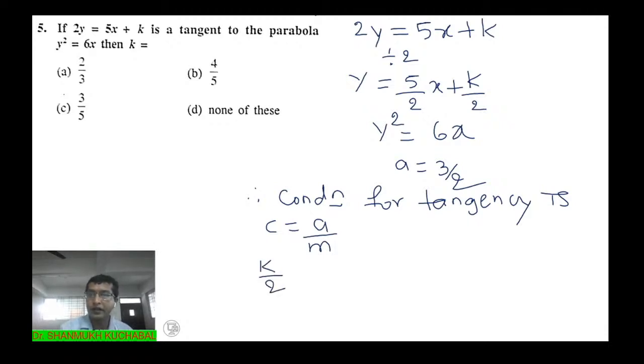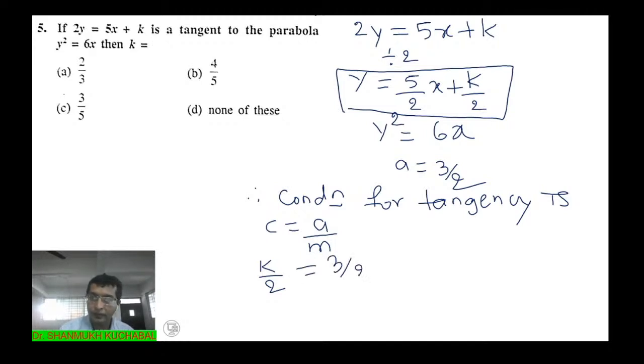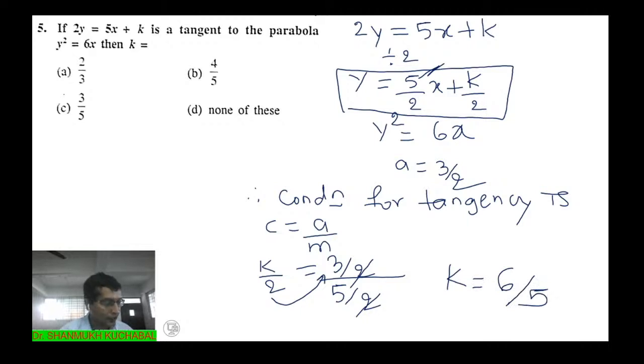So here y equal to this expression, you can see y equal to mx plus c. So c is k by 2. a we have calculated as 3 by 2. m is the x coefficient in this equation, it is 5 divided by 2. From numerator and denominator, 2 gets cancelled. This 2 we transport, we get k equal to 6 divided by 5 as the answer.